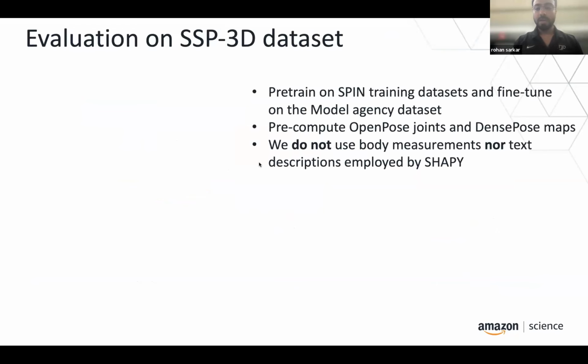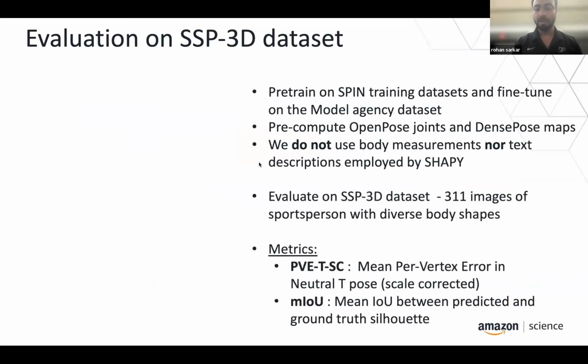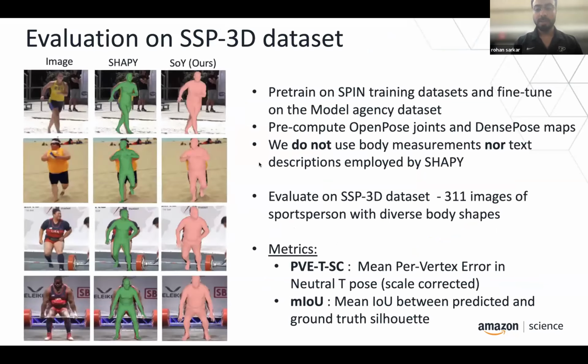In our work, we pre-train our network on the SPIN training datasets and fine-tune on the model agency dataset introduced by ShapY. However, we pre-compute the OpenPose joints and the DensePose maps and use them, and do not use the body measurements and text descriptions that ShapY uses. We evaluate on the SSP-3D dataset, which has 311 images of sports people with diverse body shapes. The metrics that we use are mean per vertex error in T-pose. The lower the error, the better, and mean IOU between the predicted and the ground truth silhouette. The higher this metric, the better.